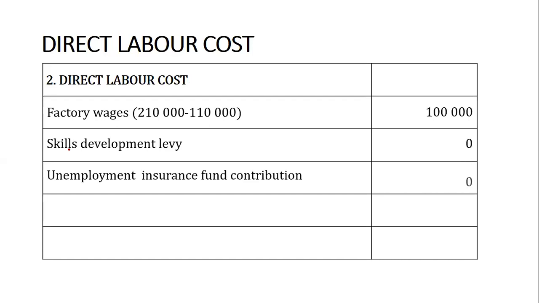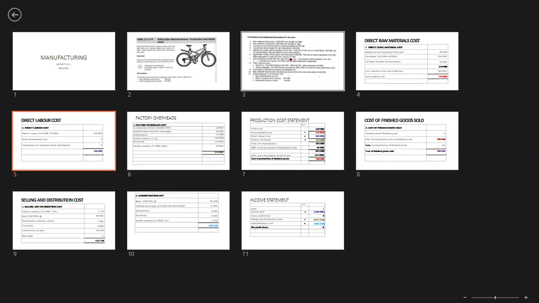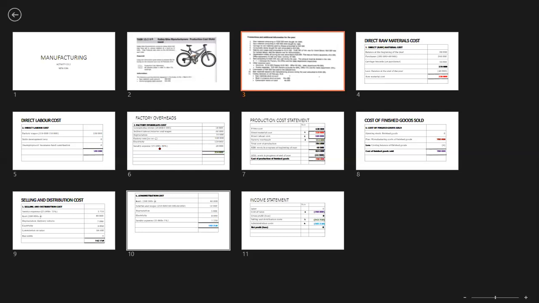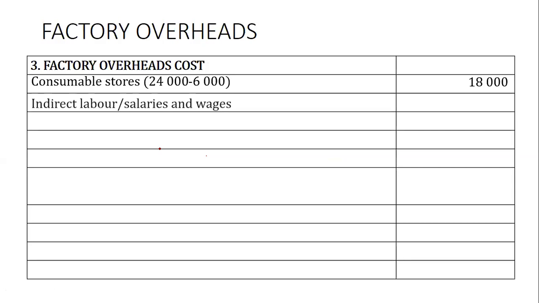In note number 2, you will simply have that 100,000, which is direct labor cost. You will also add contributions by the employer. Unfortunately, we don't have any contributions by the employer here, so our direct labor will simply be 100,000. And they gave you something else there. 60,000 was for indirect labor. Where does that go to? It goes to factory overheads as indirect labor cost. In factory overheads, that will be your indirect labor, and that value will be 60,000 rand.